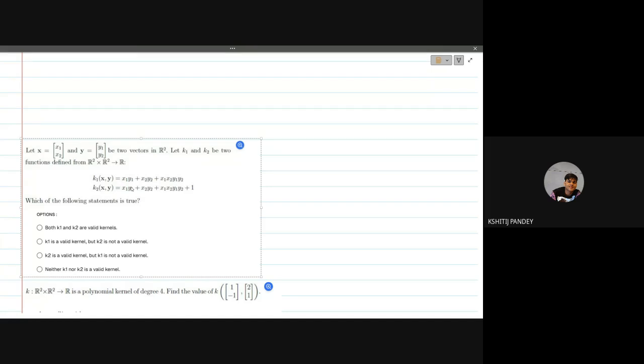The first term you can split into x1 y1. The second term you can split into x2 y2. The third term you can split into x1 x2 and y1 y2. So the first one is good, correct? Are you able to see the vectors coming from it?